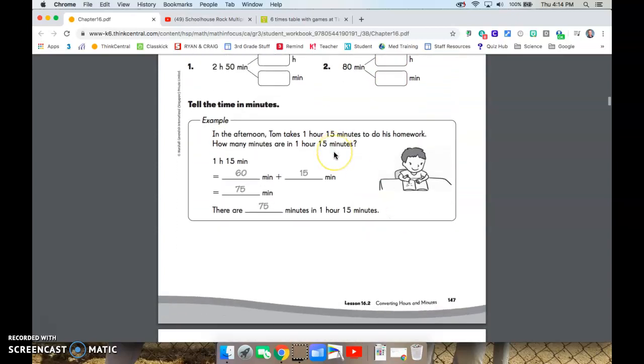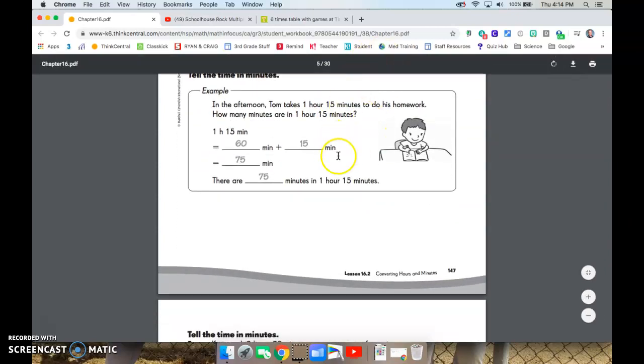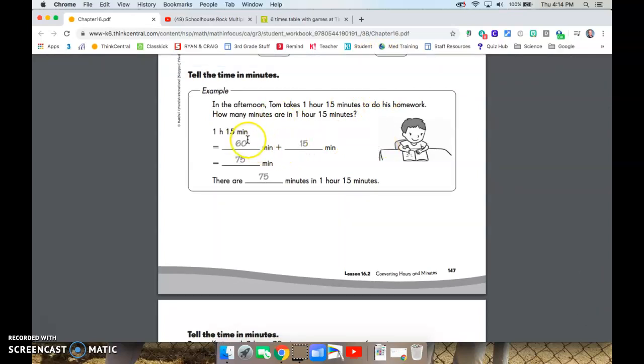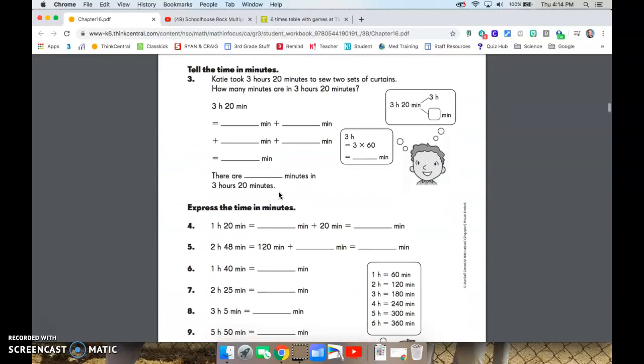Tell time in minutes. In the afternoon, Tom takes 1 hour 15 minutes to do his homework. How many minutes are in 1 hour and 15 minutes? 1 hour is 60 minutes, and the 15 minutes that it says, 60 plus 15 is 75 minutes.